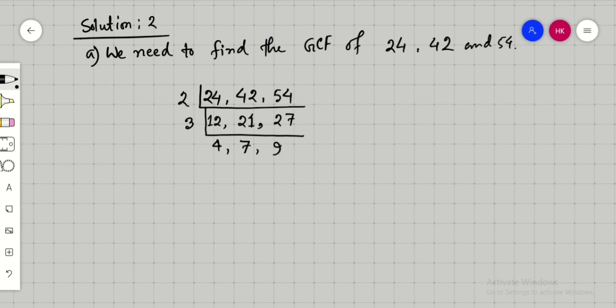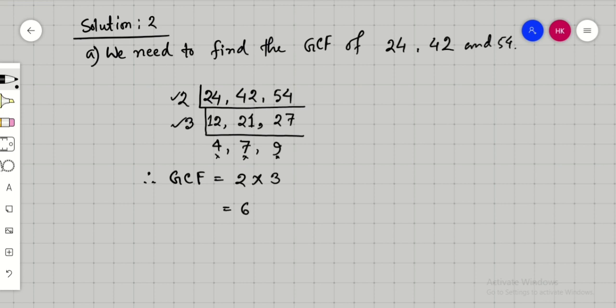Now again, if we take a look, one number is 4, one number is 7, one number is 9. We cannot divide it by any single number because one number is already a prime number. So there is no possibility to divide the other numbers with this one. So what is our GCF? Our GCF will be only 2 times 3. Not this one, not this one, not this one. Only 2 times 3. So 2 times 3 is 6.